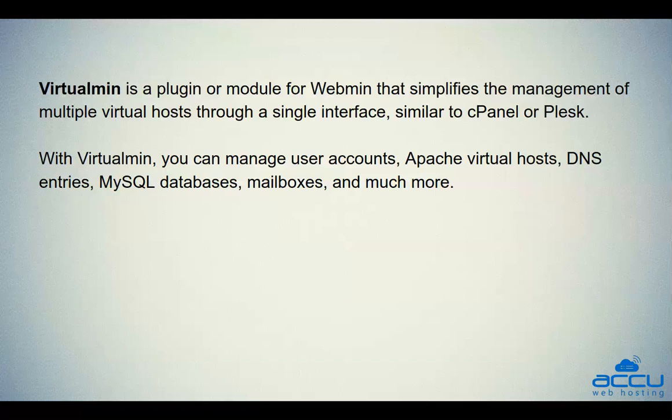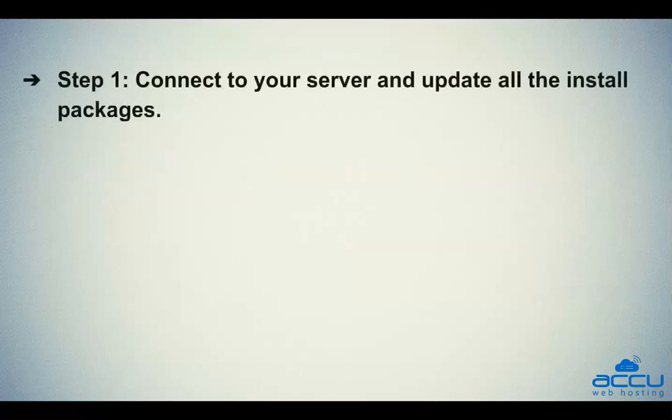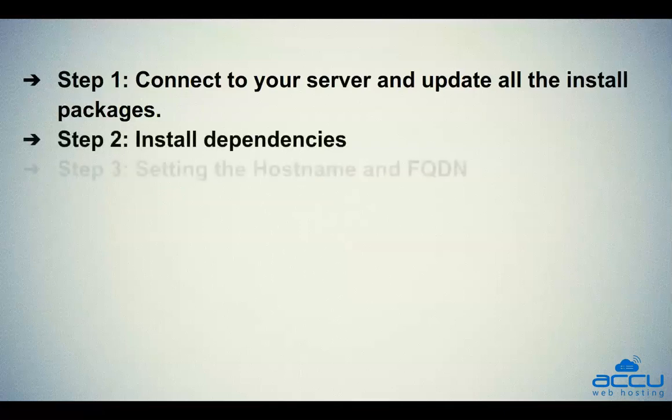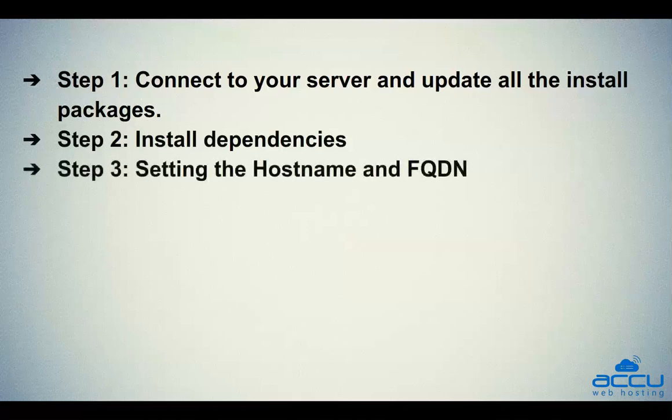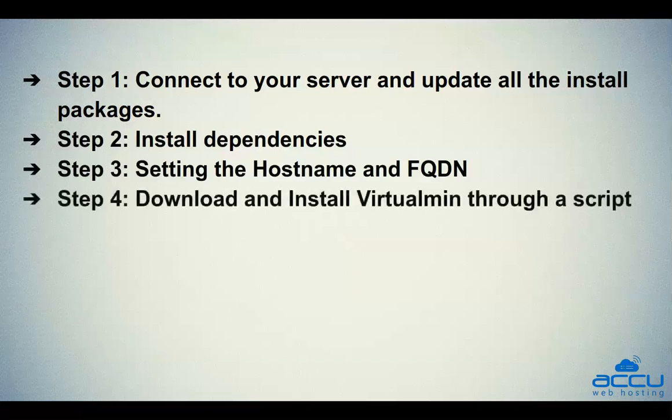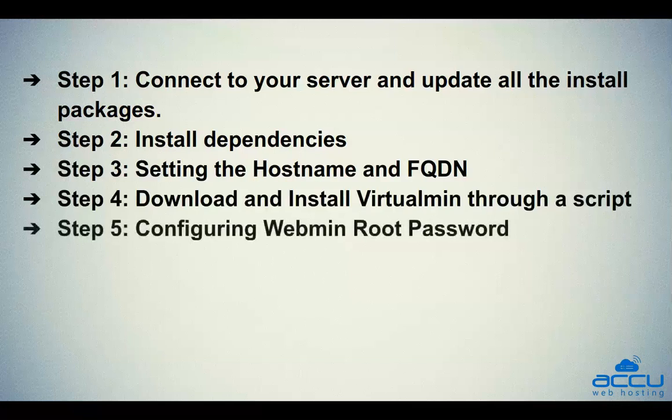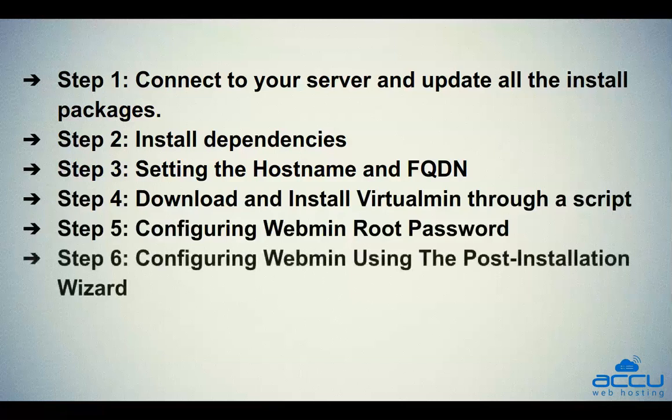To install the Virtualmin control panel on your server, you need to perform the following steps. Step 1. Connect to your server and update all the installed packages. Step 2. Install dependencies. Step 3. Setting the hostname and FQDN. Step 4. Download and install Virtualmin through a script. Step 5. Configuring Webmin's root password. Step 6. Configuring Webmin using the post-installation wizard.